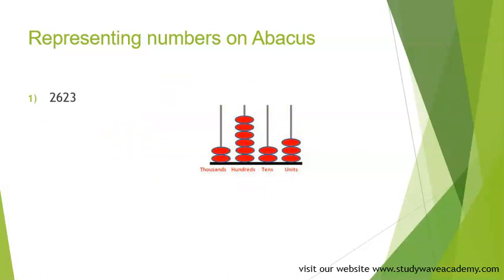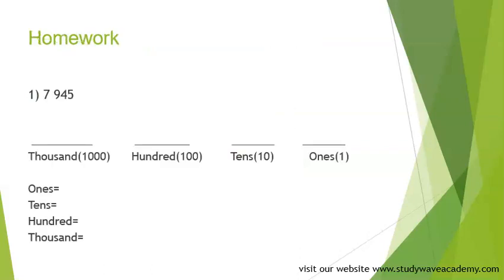Okay, so we are going to be doing some exercise using the previous examples. We have our homework here. You are to place this number according to its value. 7945. You are to place it according to its value. Okay, we can do that, right?